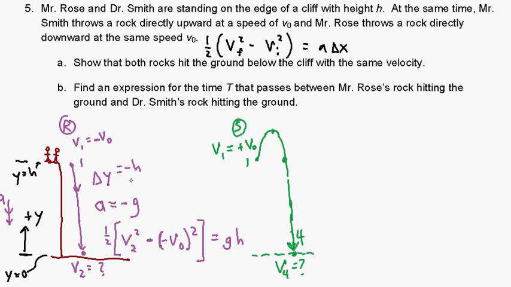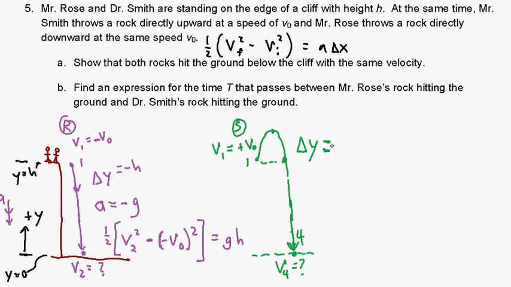Now here's the thing. My rock starts at this spot here, which is y equals h, just like Mr. Rose's rock. My rock starts in the same place as Mr. Rose's rock, and it ends at the same place as Mr. Rose's rock. So that means my rock goes through the same displacement as Mr. Rose's rock. And this is sort of a test of whether you really get what displacement is.